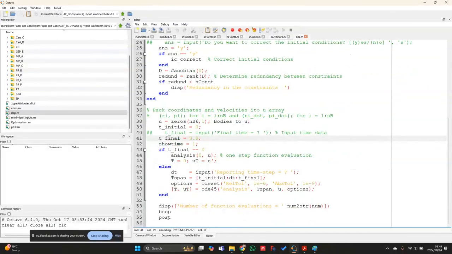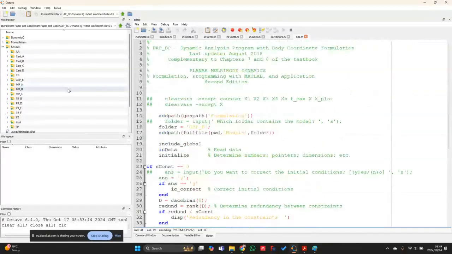It shows the number of function evaluations, and then at the end it also runs this post. So yeah, in this case we don't have to go and type post after we run DAP. It will automatically run the post processor, and we can directly extract the results. Okay, but nonetheless, let's maybe do the IC correct as well.